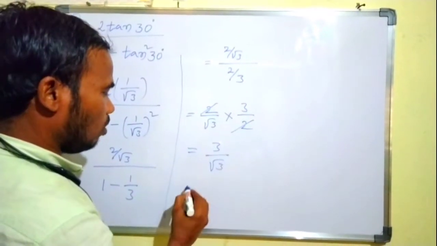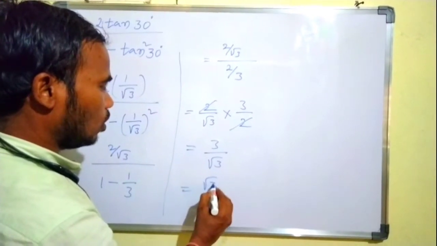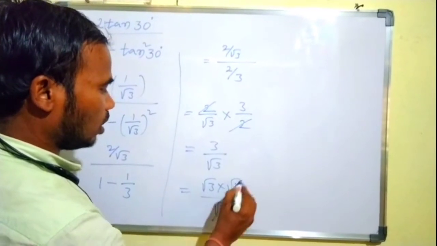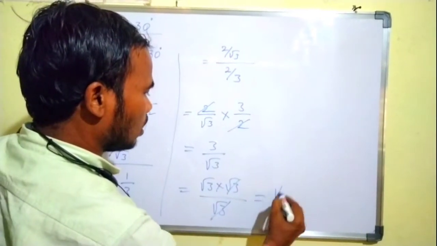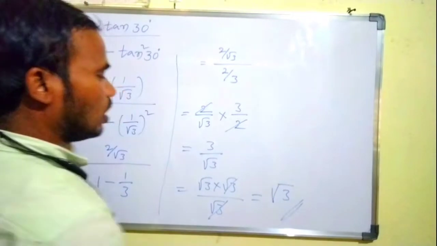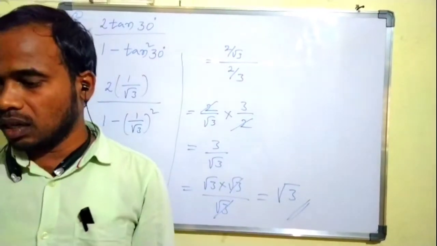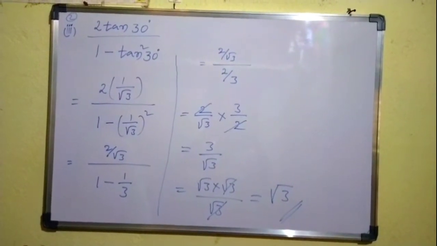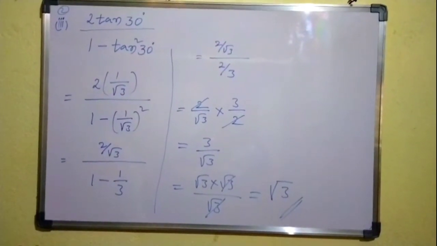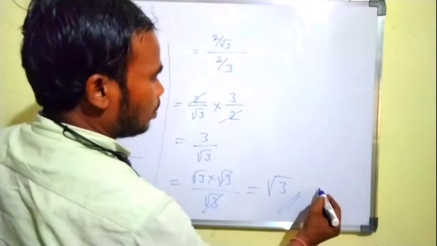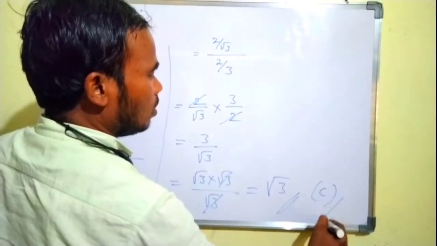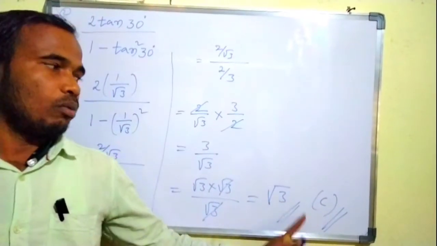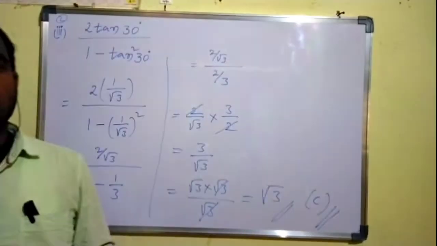3 by root 3 value, what is that? 3 instead we can write root 3 into root 3 by root 3. Root 3 cancel. Finally what is the answer? Root 3 is the answer. Option we are checking: root 3 value, cos 60 not getting, sin 60 not getting, tan 60 we are getting. So option C, that is tan 60 is possible. So the second bit is finished.